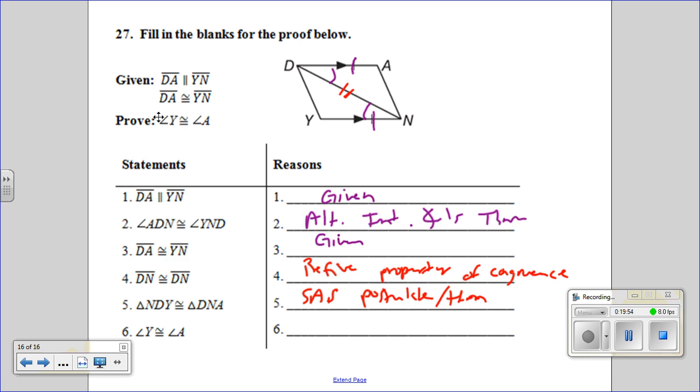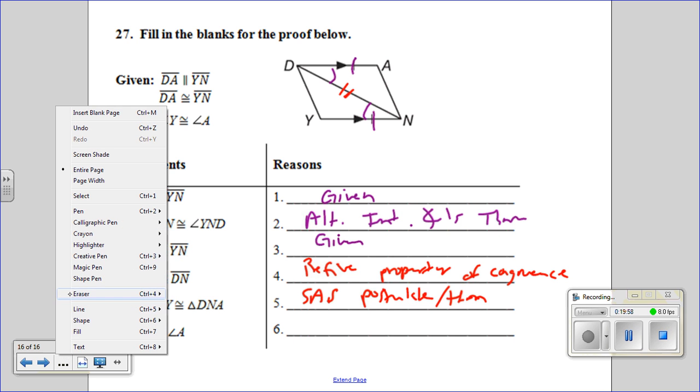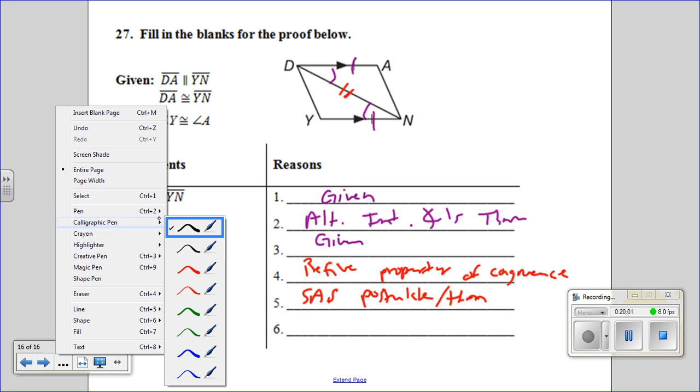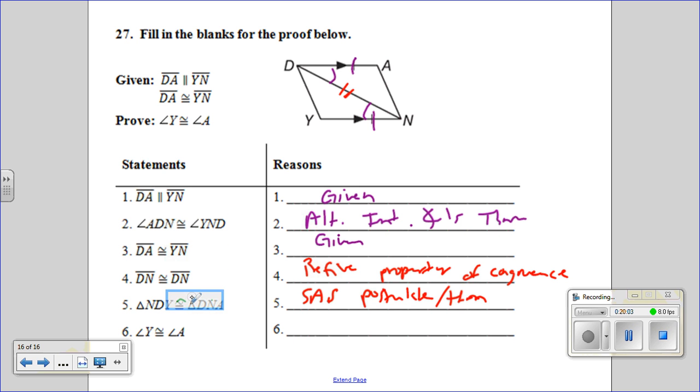And then it says that angle Y is congruent to angle A. Here's Y, here's A. And that is true because the triangles are congruent. So that means their corresponding parts are congruent. So corresponding parts of congruent triangles are congruent.